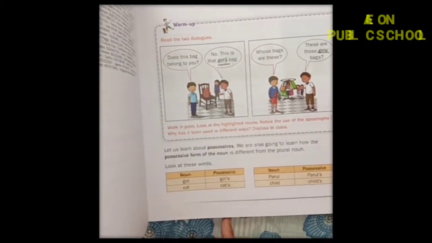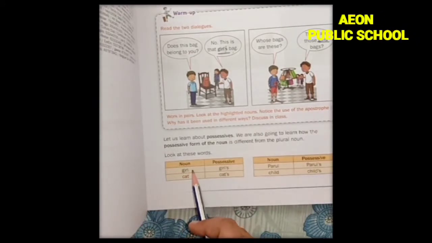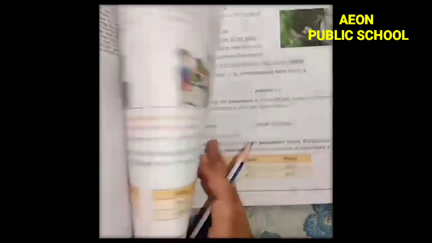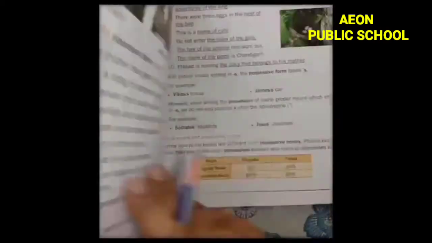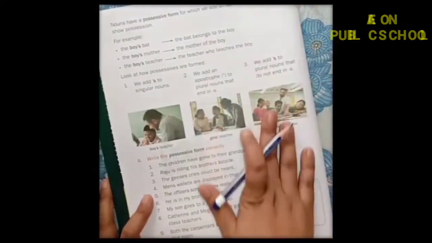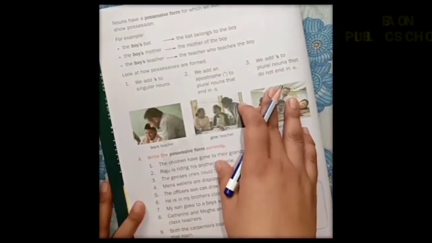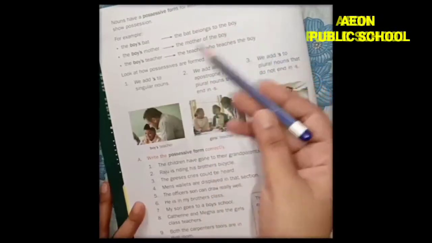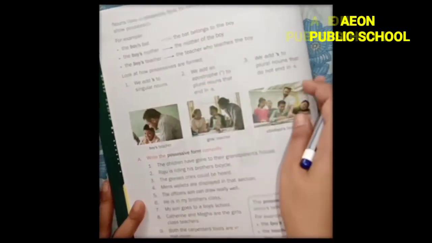You can see some words here, that girl and that girls. Noun and possessive. Girl and girl's. Cat, cat's. Parul, Parul's. Child, child's. So when we form the possessive, we should add apostrophe and s to the noun. If the noun is plural or already ends in s, just add an apostrophe after the s. Like that, boy, boys', girl, girls', etc.